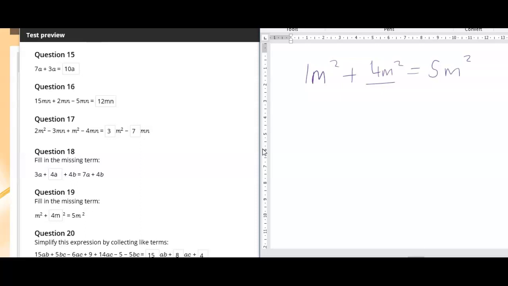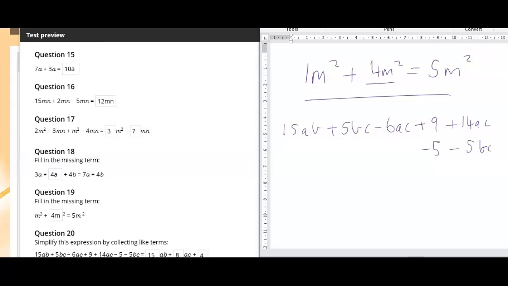And then question 20, simplify this expression by collecting your like terms. So I'm just going to write it down. Oh, it's very big, very long. Probably should have written it smaller. That's okay. So this is all on one line.